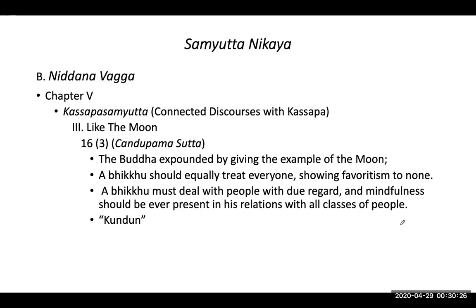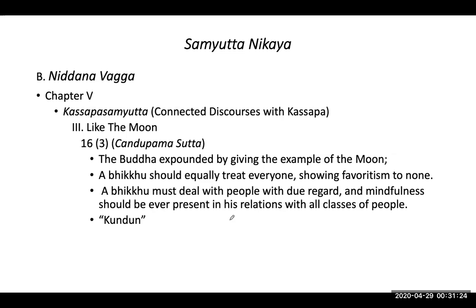Another sutta belonging to Nidana Bhaga is Like the Moon, Chandupama Sutta. When the Buddha expounded this sutta, the Buddha gave the example of the moon. This sutta is mainly about how the bhikkhu has a relationship with other people. The bhikkhu should equally treat everyone, showing favoritism to none. In other words, not thinking I like these people so I'm more kind, or I dislike these people. The bhikkhu shouldn't discriminate among lay followers. A bhikkhu must deal with people with regard, and mindfulness should be ever present in his relations with all classes of people.